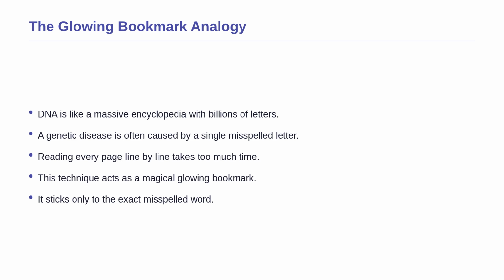The allele-specific oligonucleotide dot blot is exactly like a magical glowing bookmark. Instead of reading the whole book, you drop this bookmark in, and it only sticks to that exact misspelled word. It allows scientists to find a single mutated DNA letter among billions of normal ones, quickly and accurately.